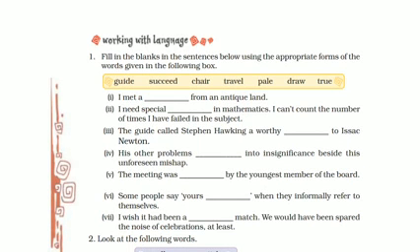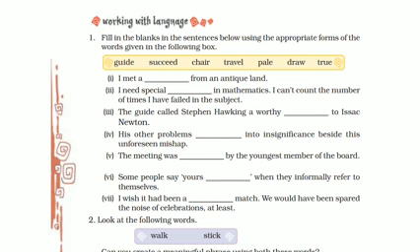Let's check the first one. I met a dash from an antique land. So the answer is: I met a traveler from an antique land. Traveler. So I hope you got the idea.